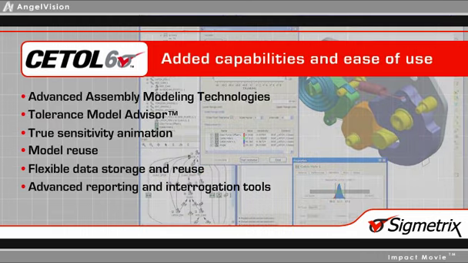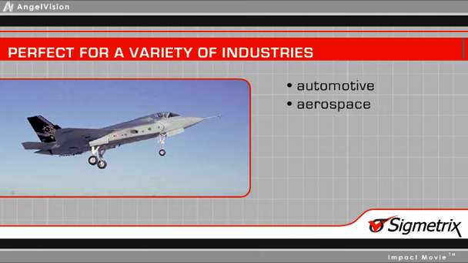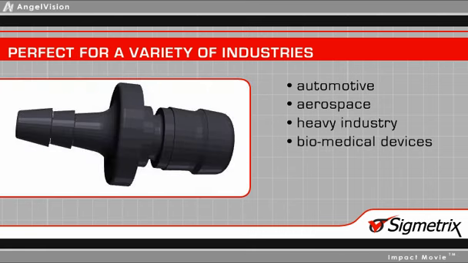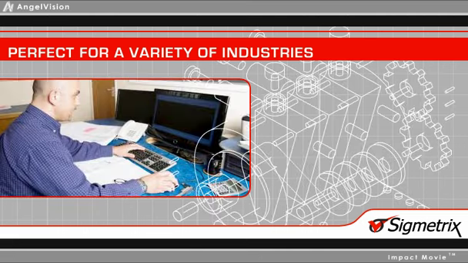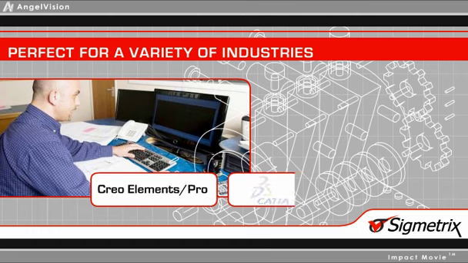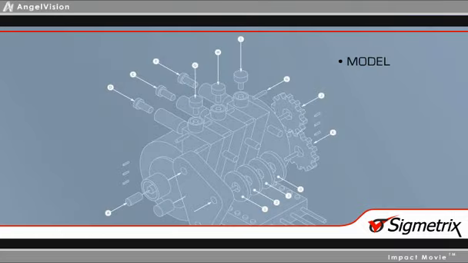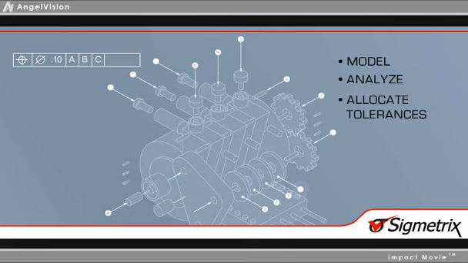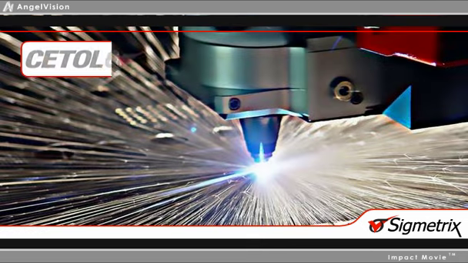Today, this powerful and precise application is perfect for a variety of industries, from automotive to aerospace, and you won't need to change any design practices with your CAD system. It's fully integrated and compatible with industry-leading solutions, including Creo Elements Pro, CATIA V5, and SolidWorks, allowing users to more easily model, analyze, and allocate tolerances based on product performance requirements while not losing sight of manufacturing process capabilities.